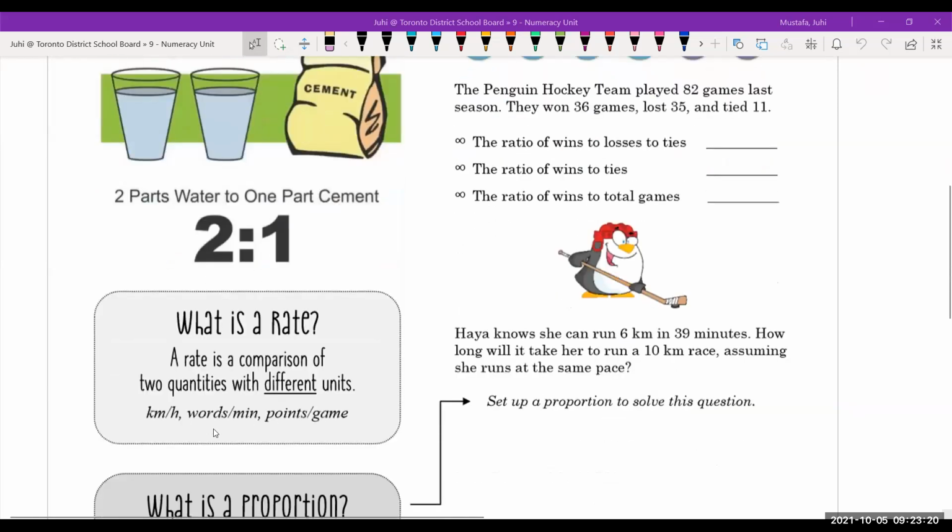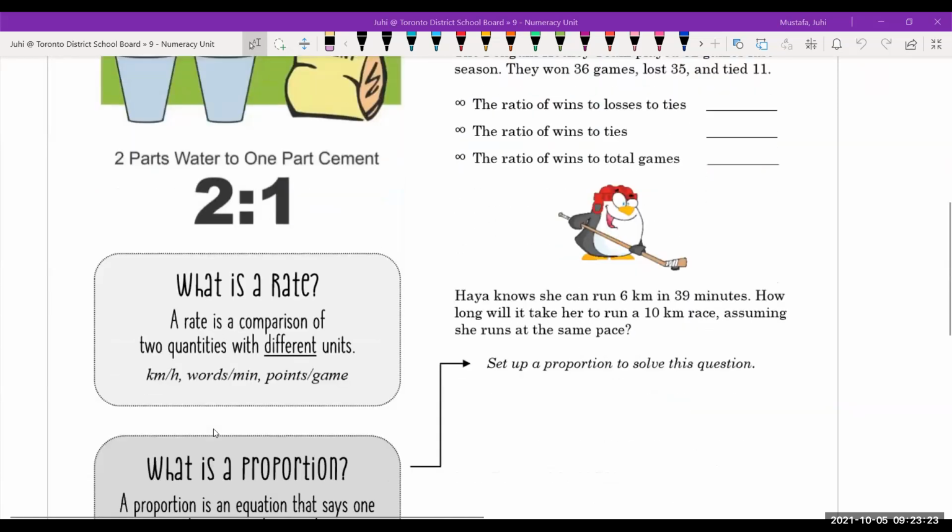Okay, what is a rate? A rate is a little bit different because a rate is a comparison of quantities with 2 different units. So ratios have to have the same unit, but a rate does not have to have the same unit. I'll give you a couple of examples. When you're driving on the highway, you probably see signs like 100 kilometers per hour. That is a rate because you're measuring kilometers and you're measuring hours and you're putting them together.